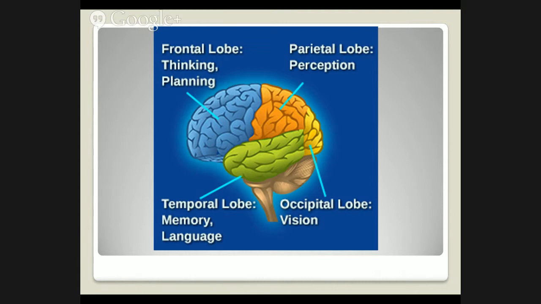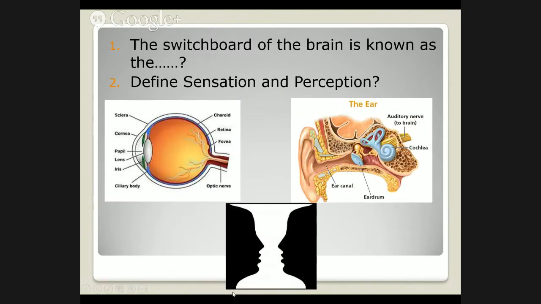Temporal lobe is related to memory and language. Okay, the switchboard of the brain is known as and defines sensation and perception. So remember in my previous tutorials I was talking about the receptors in the eye and in the ear. So in the eye it was the retina, and in the ear it was the cochlea.